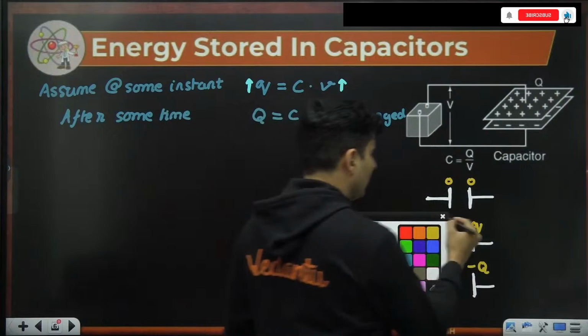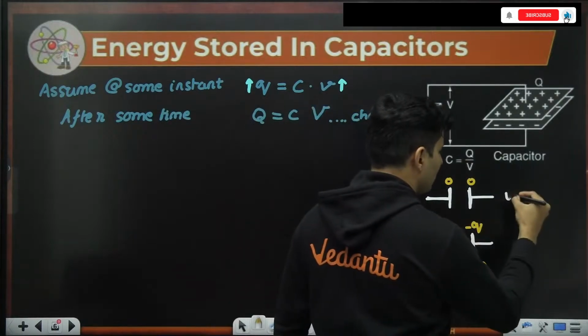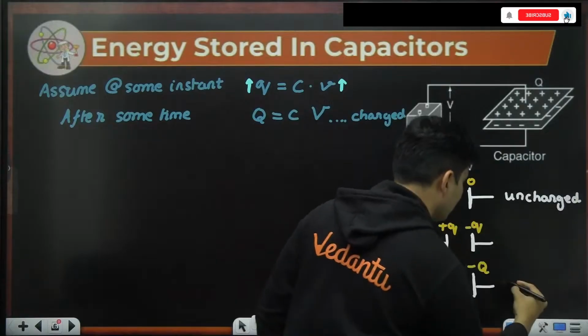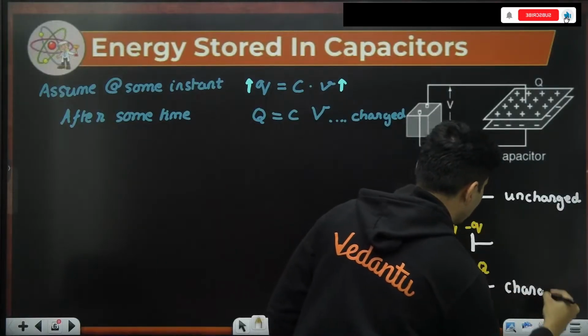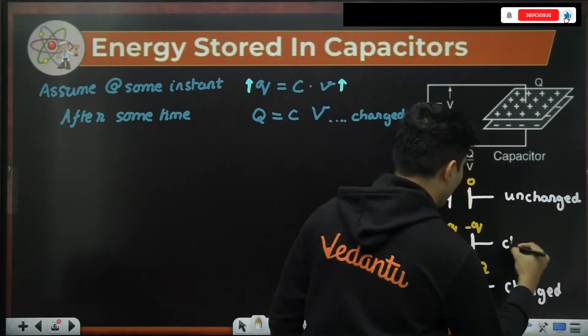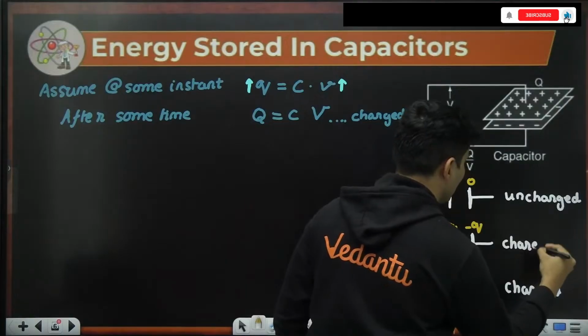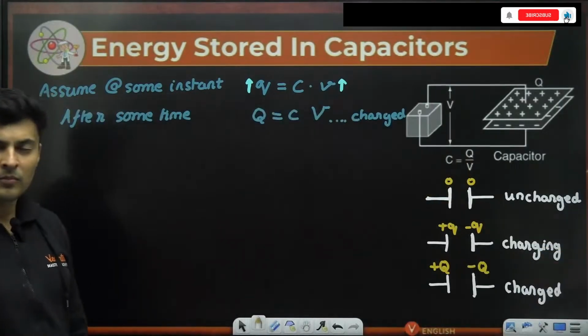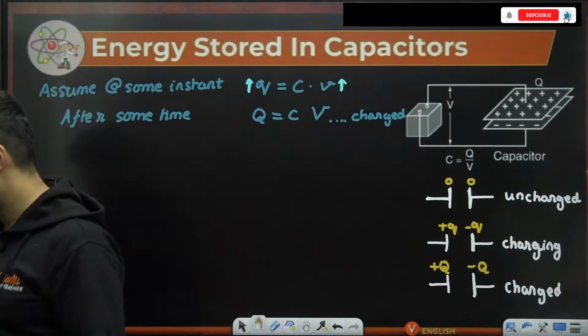This is completely uncharged. This is an uncharged capacitor. This is a completely charged capacitor. This is while it is getting charged. So while it is getting charged, this is the diagram. Till this point, everybody clear about this?